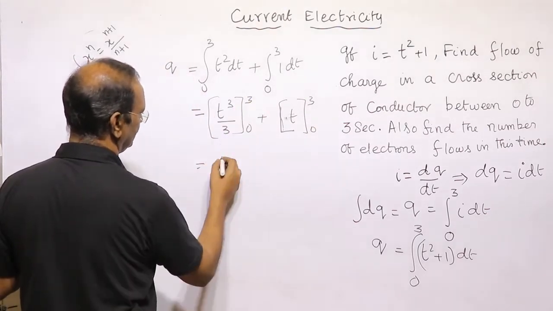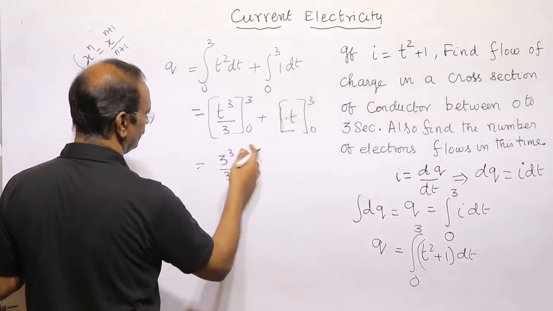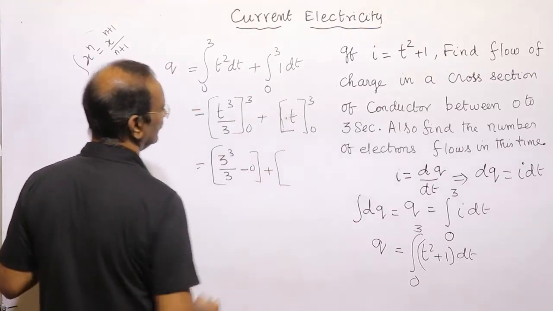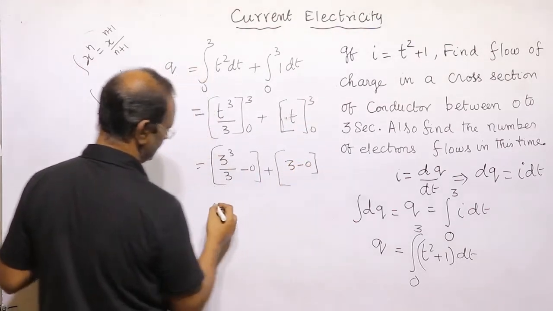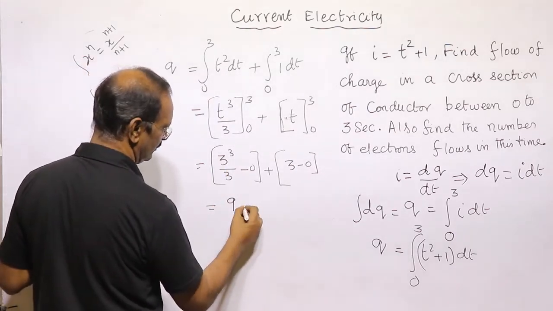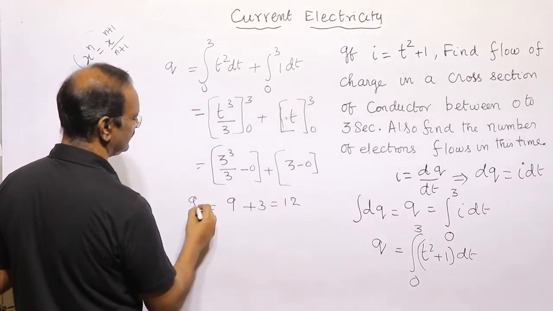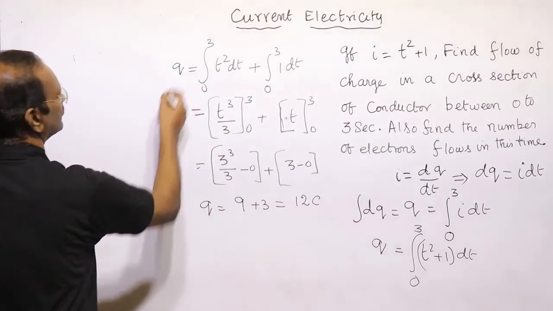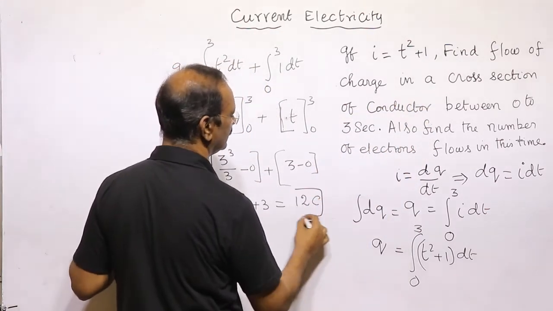In place of t we apply 3: 3 cube by 3 minus 0 cube by 3, that is 27 by 3, which is 9, minus 0, plus 3, which is equal to 12. So charge is equal to 12 coulomb. So we have got the charge. The first answer is the charge in the cross section: 12 coulomb.